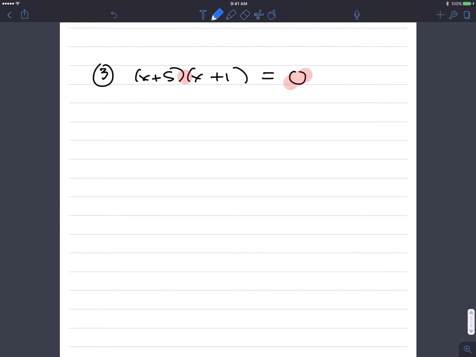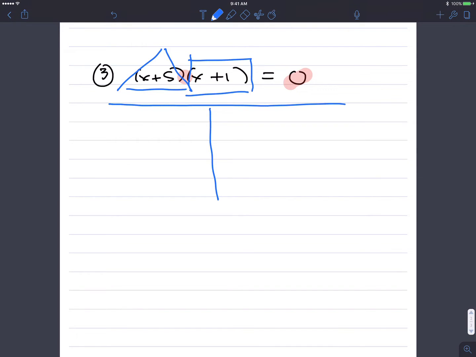The zero product rule says if I ever have a product of terms and they equal 0, like in this case, triangle and what? Square. That means x + 5 is 0 because that's in my triangle, or x + 1 is 0 because that's in the rectangle.